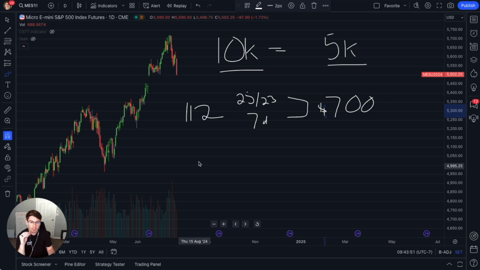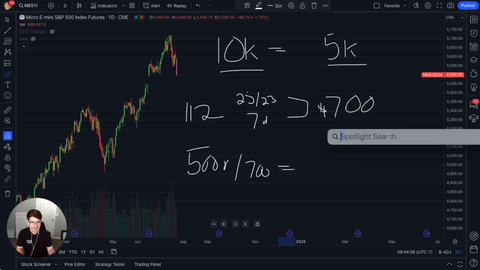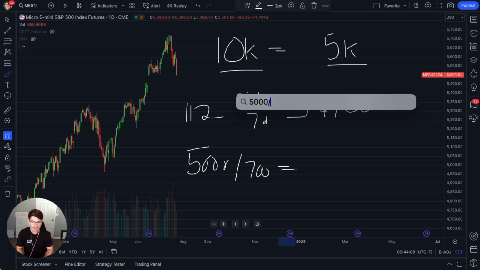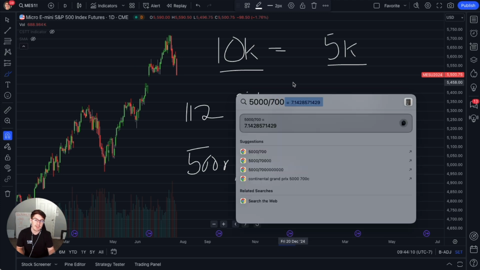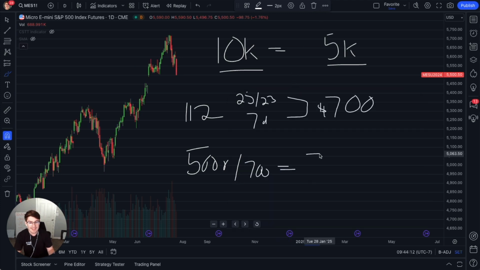Now, what we're looking at here is, okay, if we have $700 and we can only trade with $5,000, then we need to do some quick math, which is 5,000 divided by 700. And again, I don't like doing math on the screen because I always mess it up. So, 5,000 divided by 700. This gives us 7 trades. So this means that we can be in 7 trades for this position.